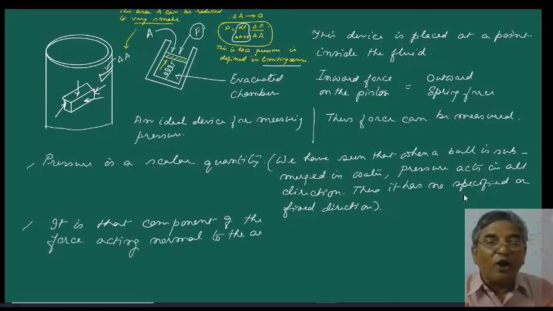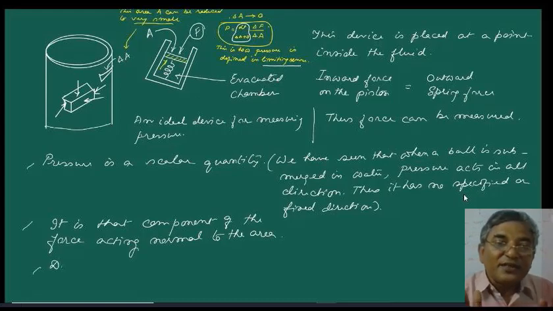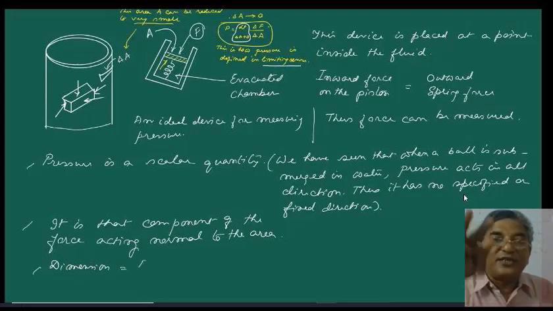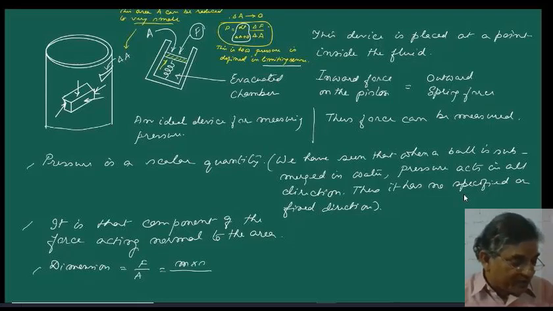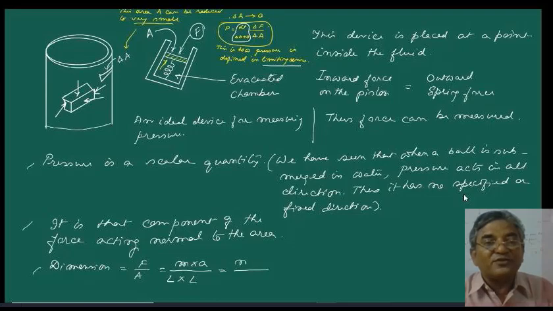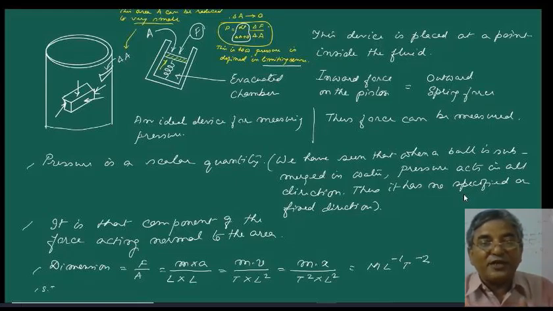It is that component of the force we have just seen, that component of the force which is acting normal to the area. The F sin theta we have seen, and its dimension, if you want to calculate, is M L to the power minus 1 T to the power minus 2. How does it come? So pressure is equal to F by A. F is equal to mass into acceleration. A means length into length. So acceleration is again velocity by time. So replace a by v by t. Again, replace v, velocity is distance by time, x by t.